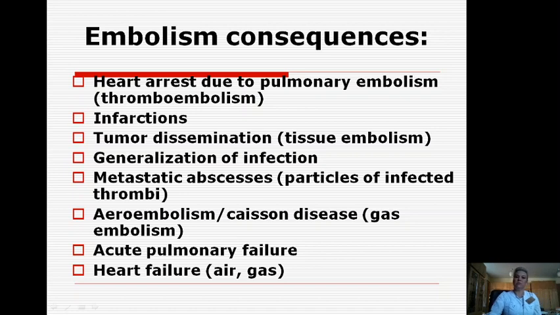What are the embolism consequences? Due to thromboembolism, heart arrest due to pulmonary embolism. Many infarctions in many organs. Tumor dissemination due to tissue embolism. Generalization of infections. Microbial embolism and formation of metastatic abscesses. It's a particle of infected thrombi. Due to air embolism and Caisson disease, gas embolism: acute pulmonary failure and heart failure due to air and gas embolism.